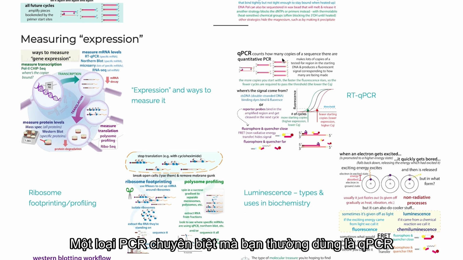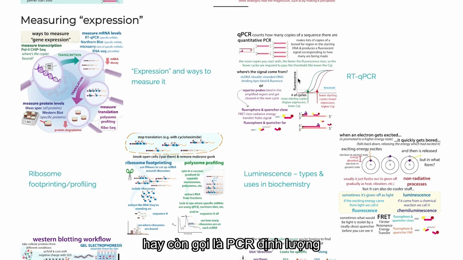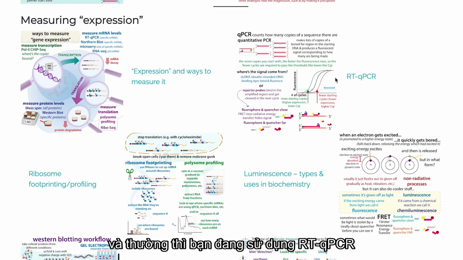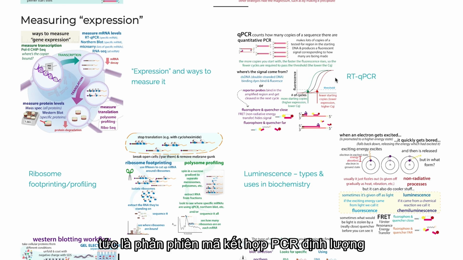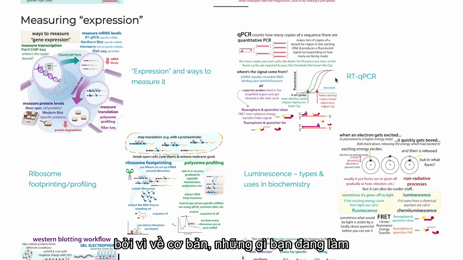One specialized type of PCR that you're often using is qPCR, or quantitative PCR, and often what you're doing is you're using RT-qPCR, so reverse transcription qPCR. Sometimes RT also can stand for real time, because basically what you're doing is you're going to be measuring the copy making in real time.